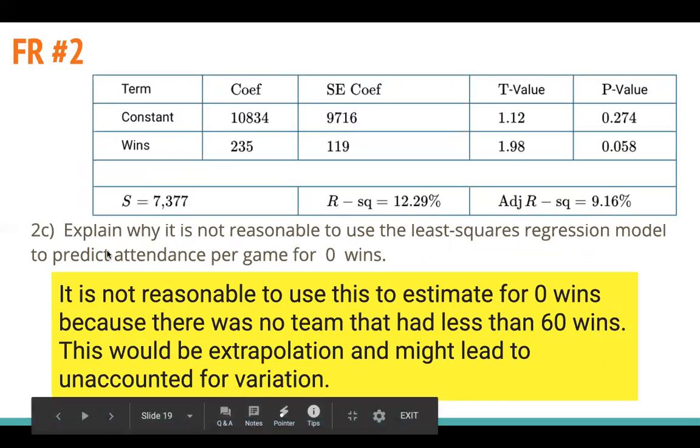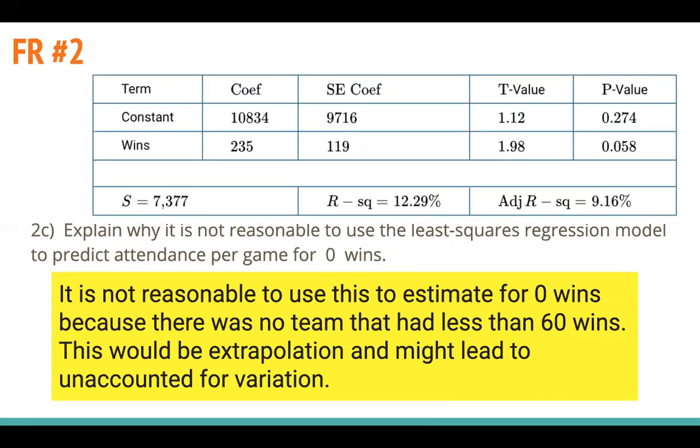2C asks why it is not reasonable to use the least squares regression model to predict attendance per game for 0 wins. It's not reasonable to use this to estimate for 0 wins because there was no team that had less than 60 wins. This would be extrapolation and might lead to unaccounted for variation. So I want to make sure I stick with the data that I have, and 0 is a good ways out.